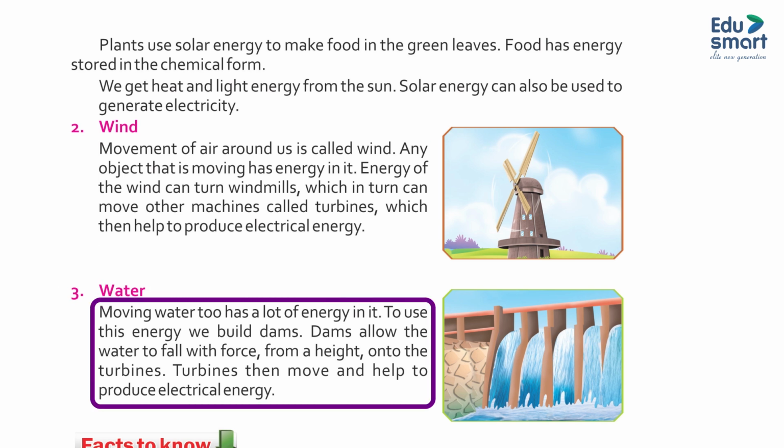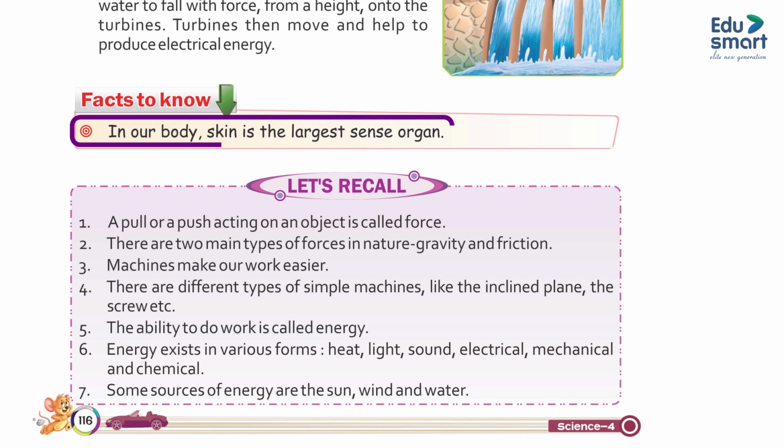3. Water. Moving water too has a lot of energy in it. To use this energy, we build dams. Dams allow the water to fall with force from a height onto the turbines. Turbines then move and help to produce electrical energy. Facts to know. In our body, skin is the largest sense organ.